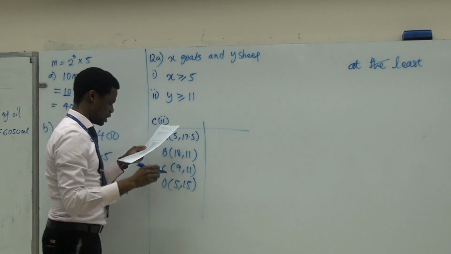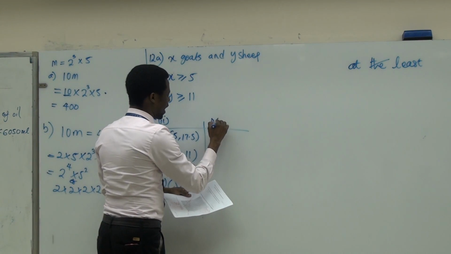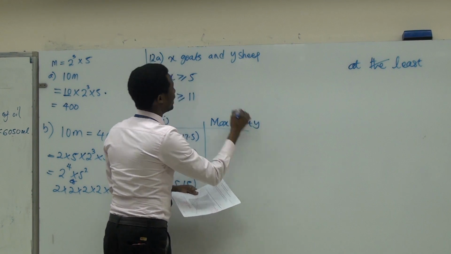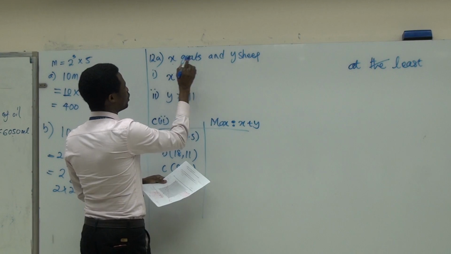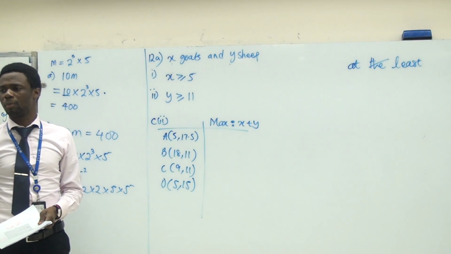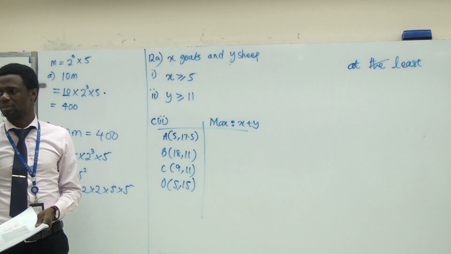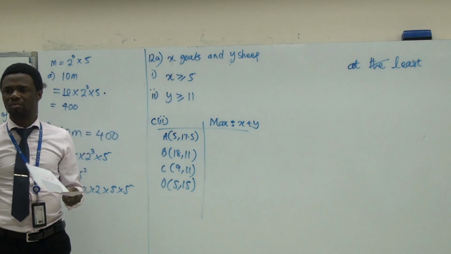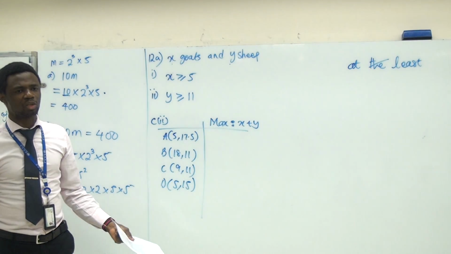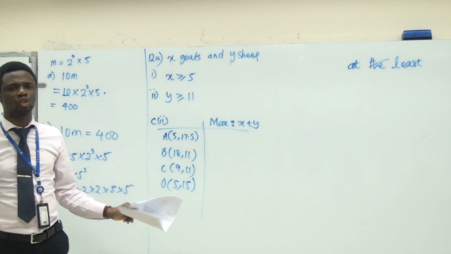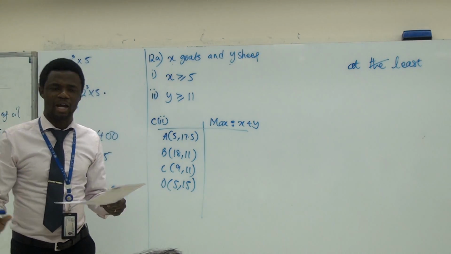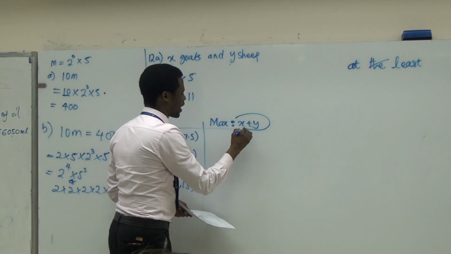The question is, what is the maximum number of animals? So the maximum we are talking about here is X plus Y. Number of animals will be number of goats plus number of sheep. Nobody's asking about expensive here. What is the maximum number of animals? No one is asking you what is the cost of whatever. It has nothing to do with cost. What is the maximum number of animals? So we are talking about maximum of X plus Y.